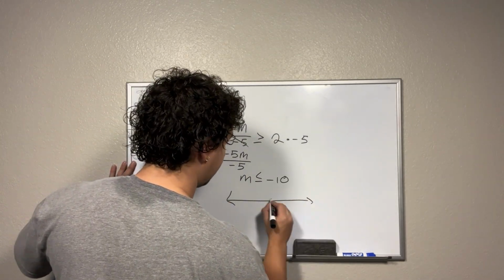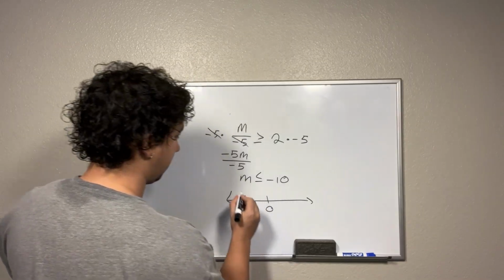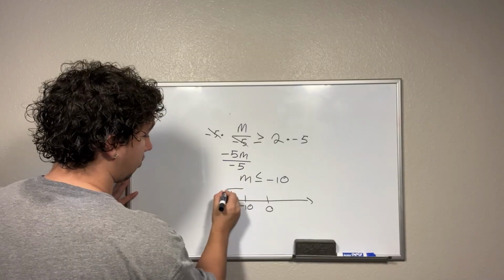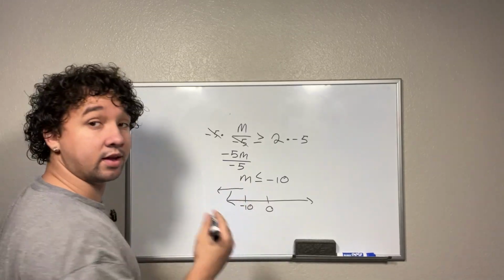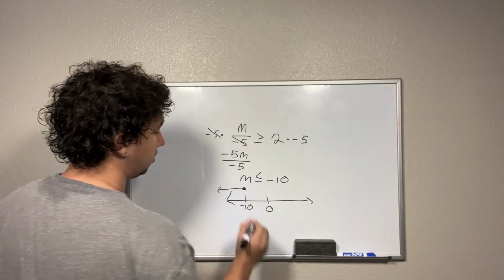My line in this case, I put down a 0. I put down -10. And m is less than or equal to -10. So we're going to go away from 0 because it's got to be everything less than -10. And since it's equal to, solid circle this time.